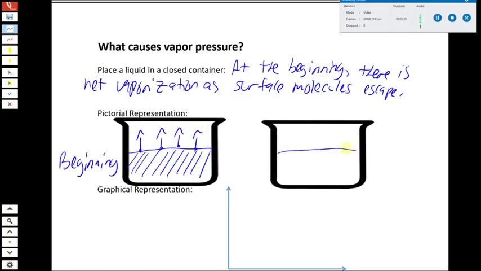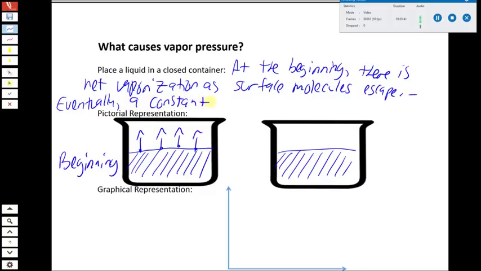However, at some point, we're going to have an equilibrium established. So eventually what's going to happen is you're going to get to a constant vapor pressure. So initially the vapor pressure is going to increase as more and more molecules escape into the vapor phase, but then at some point you're going to get to a constant vapor pressure that you're going to establish.